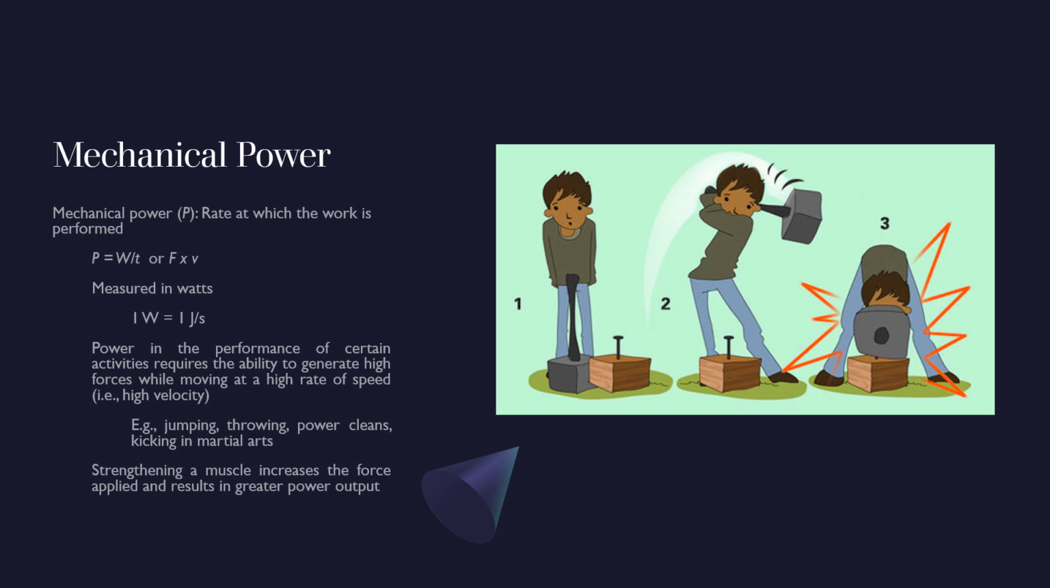Alternatively, power can be calculated as the product of force and velocity, where force is the magnitude of the force applied to the object, measured in newtons, and velocity is the speed or rate of displacement of the object, measured in meters per second. Power is the amount of energy transferred or converted per unit of time. It's measured in watts. Power in the performance of certain activities requires the ability to generate high forces while moving at a high rate of speed or high velocity, such as jumping, throwing, power cleans, kicking, and martial arts. Strengthening a muscle increases the force applied and results in greater power output.